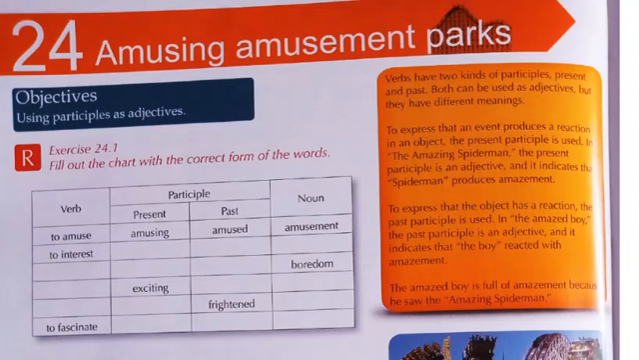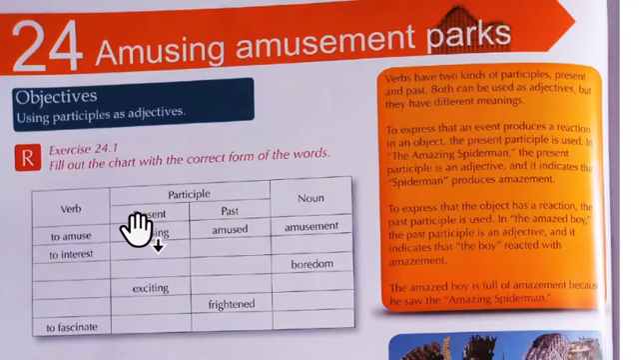Today I'm going to explain to you the activities from your book. This is unit 24, called Amusement Parks. Objectives: using participles as adjectives. Now, in the first part we have exercise 24.1. It says fill out the chart with the correct form of the words.